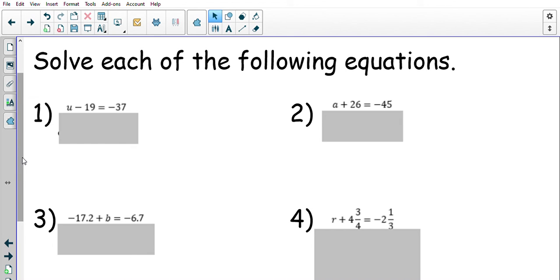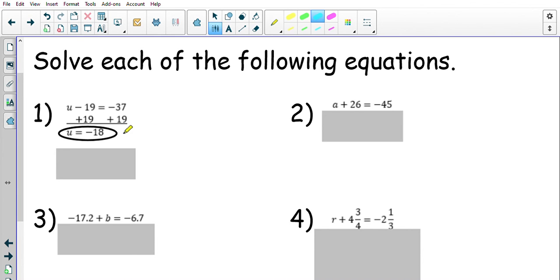Okay, hopefully you've worked through these 4. So number 1, what's happening to the variable is subtract by 19. So one possible inverse is to add 19. Remember, there's 2 possible inverses, but we can add 19 to both sides. Negative 37 plus 19 is going to get us negative 18 for our solution.